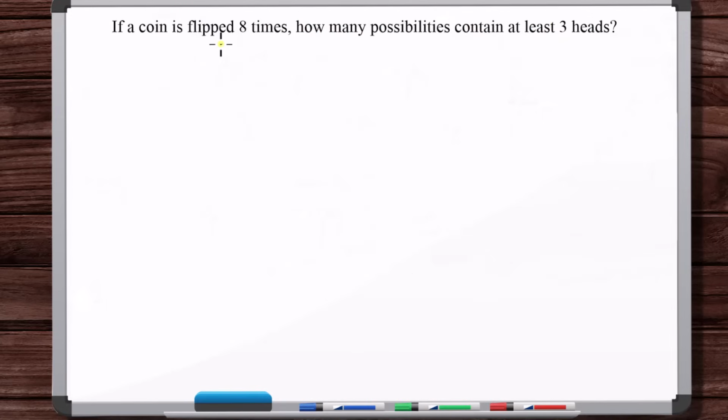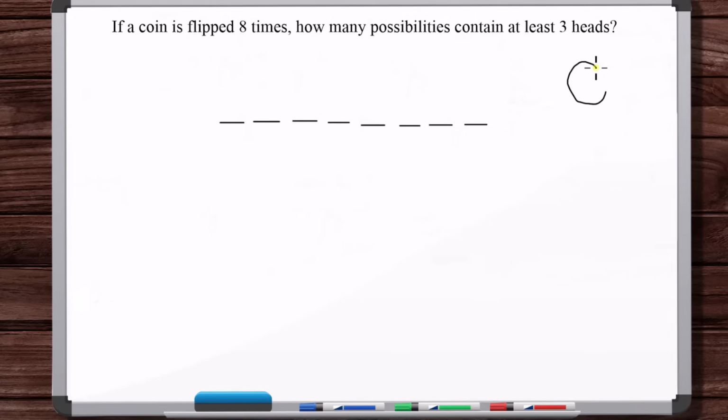If a coin is flipped 8 times, how many possibilities contain at least 3 heads? So, okay, a coin is flipped 8 times. Here we're just breaking it down into ors. But what we want to do is, it's going to be easier if we start with the total number of outcomes and subtract out what we don't need.